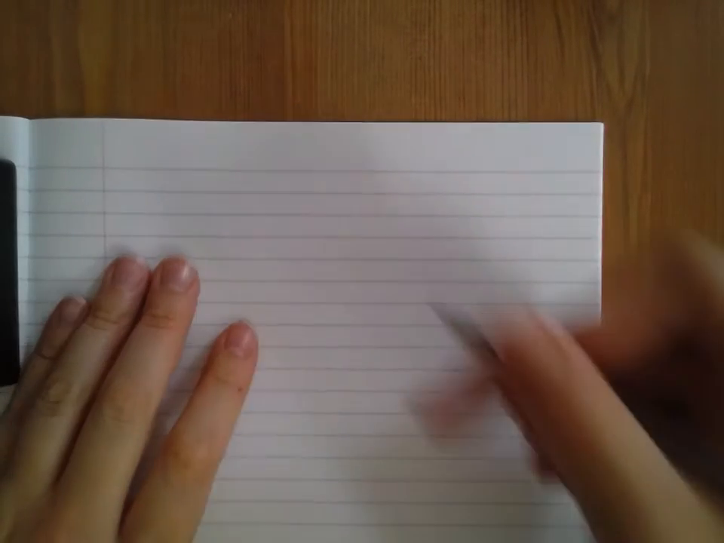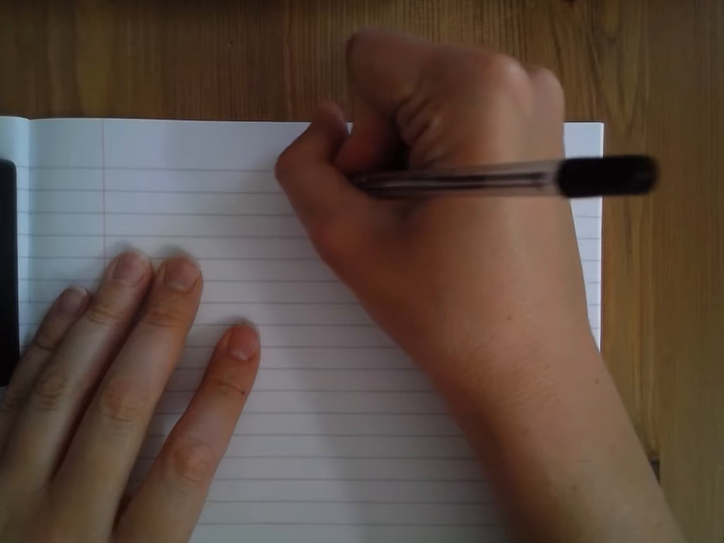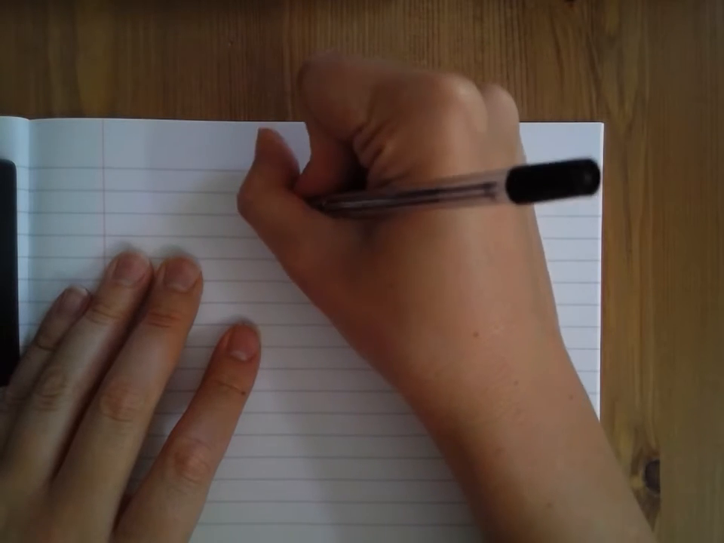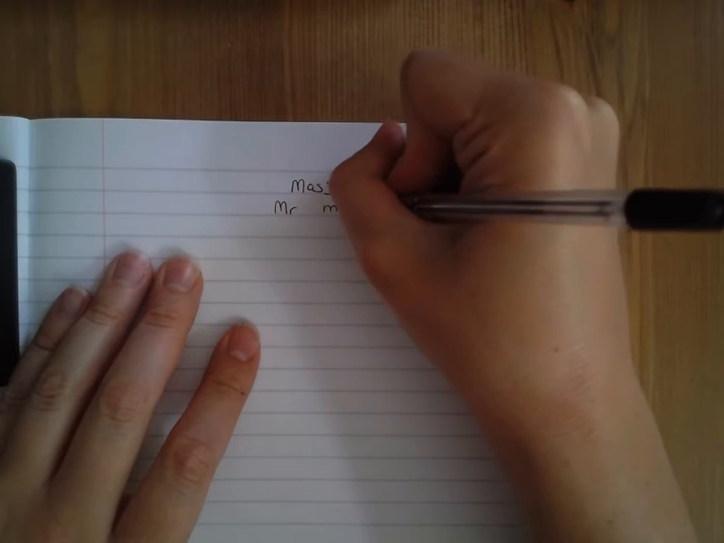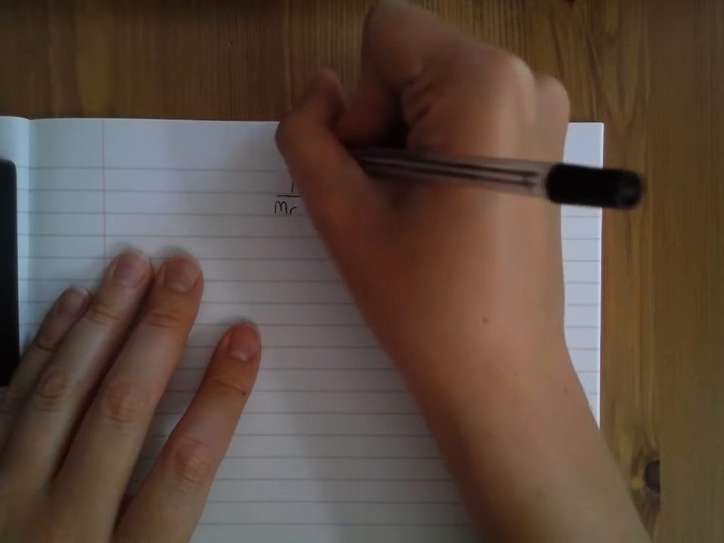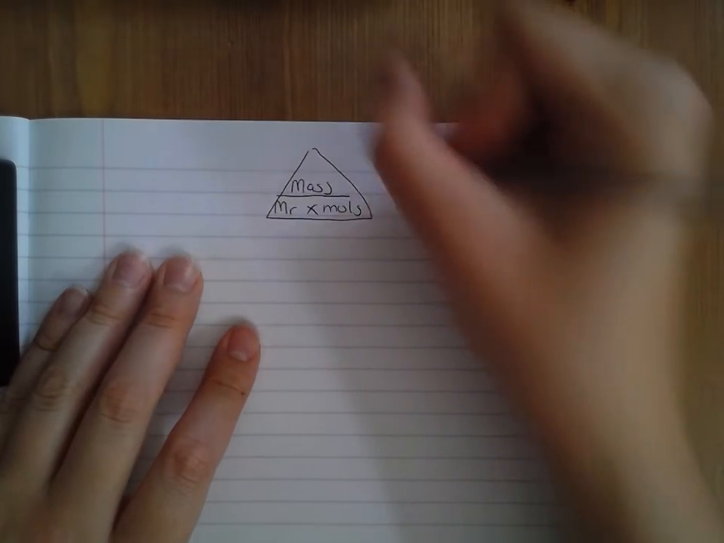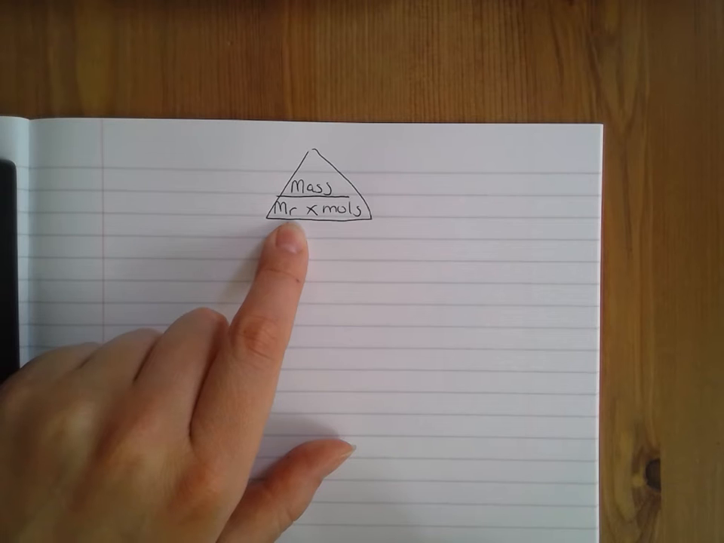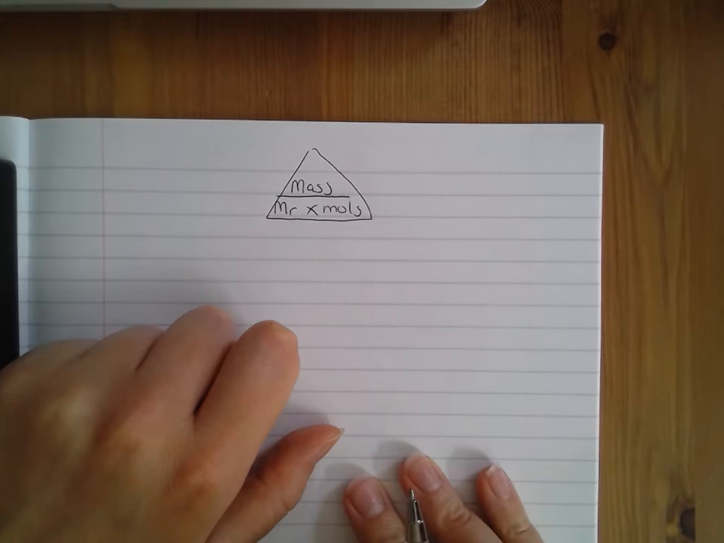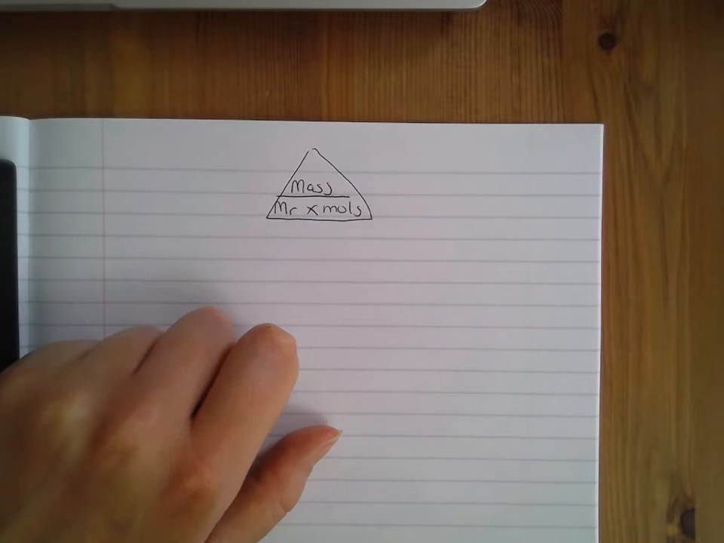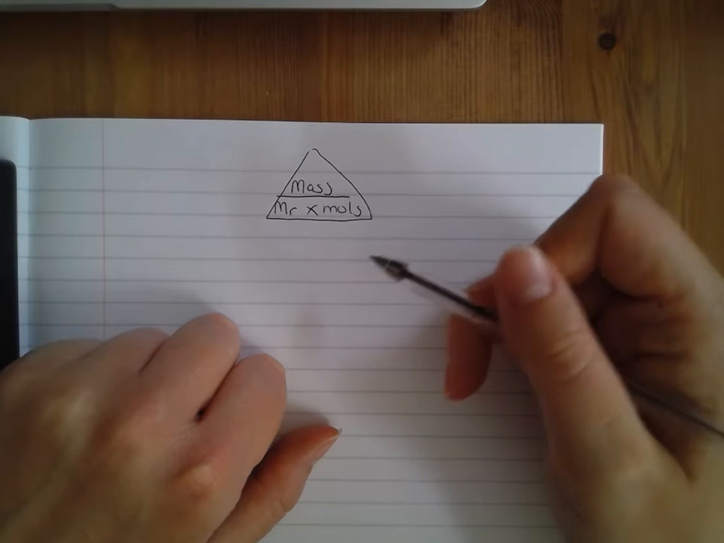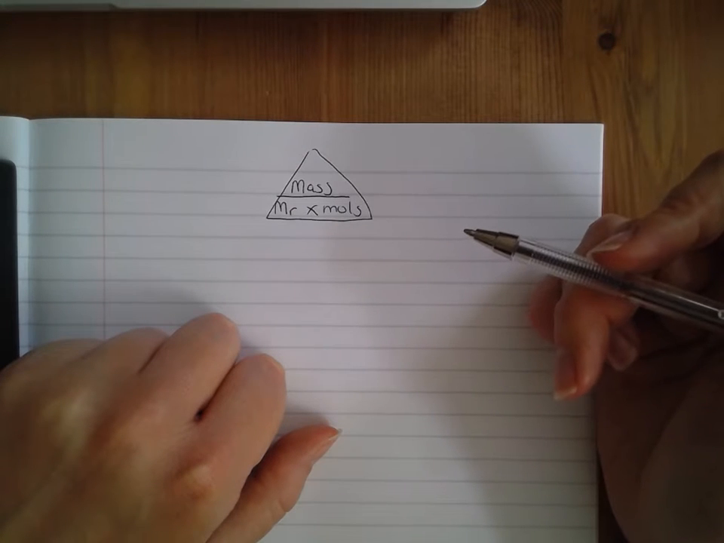The next thing we're going to do is look at a formula triangle that contains relative formula mass. It's the only formula triangle that you need to learn for chemistry. It's got mass, it's got formula mass, which is what we've just calculated, and it has got moles. You need to learn it off and you need to be able to read it.